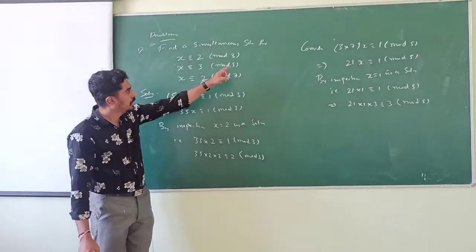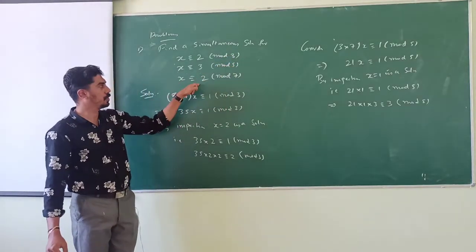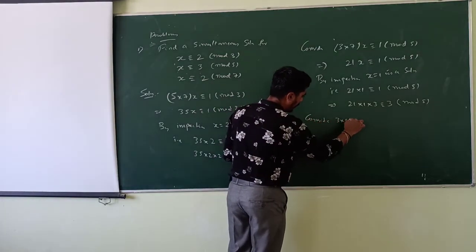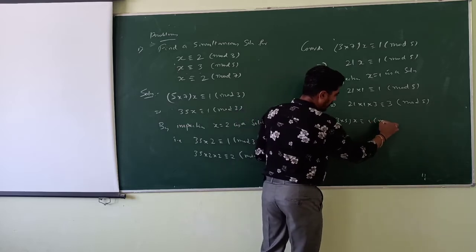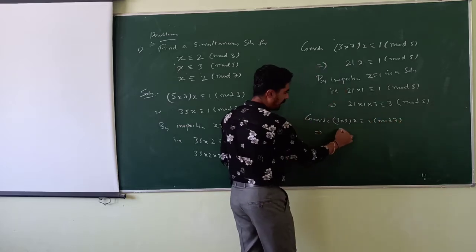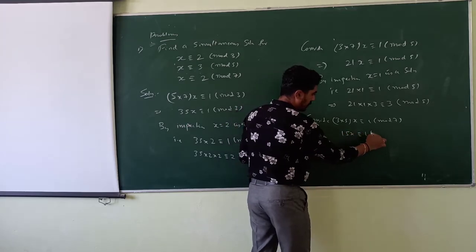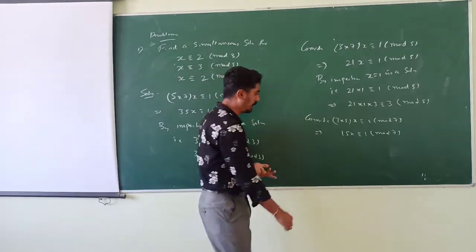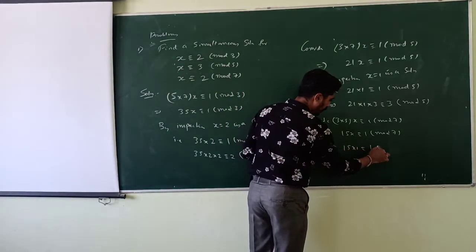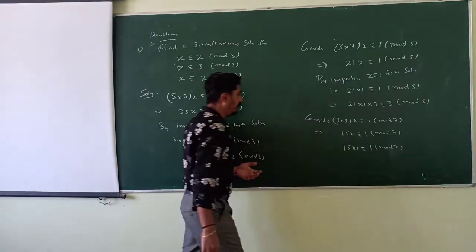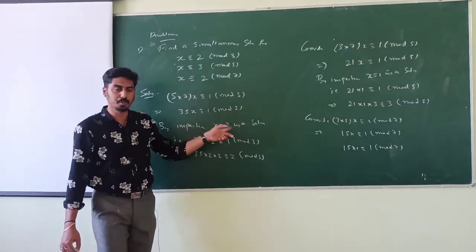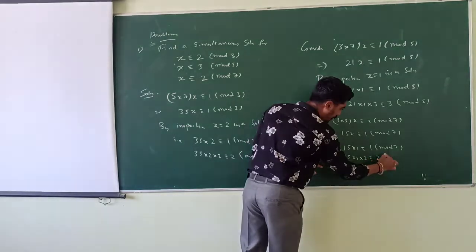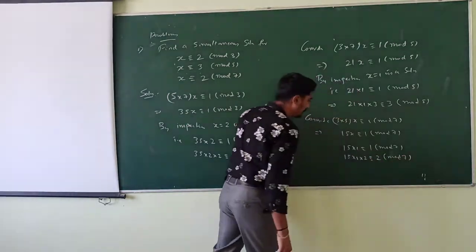Finally, consider 3 into 5 x congruent to 1 modulo 7, which is the same as 15x congruent to 1 modulo 7. By inspection, we see that x equal to 1 is a solution. So 15 into 1 is congruent to 1 modulo 7. Here I have 2, so multiply both sides by 2. We get 15 into 1 into 2 is congruent to 2 modulo 7.